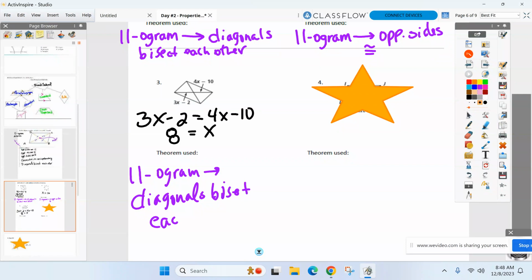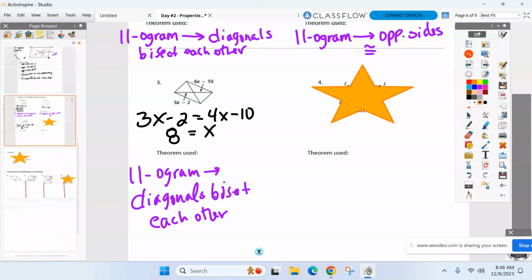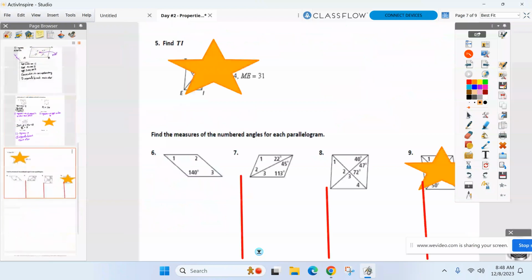All right, so that's enough for the sides and the diagonals. Now it's time to work on the angles. And to work on the angles, I'm going to allow you to just work in your groups right now. I'm not going to do any of these with you. Couple things, but don't get started yet. I do not need a theorem. I just want you to find the numbered angles. No theorem.